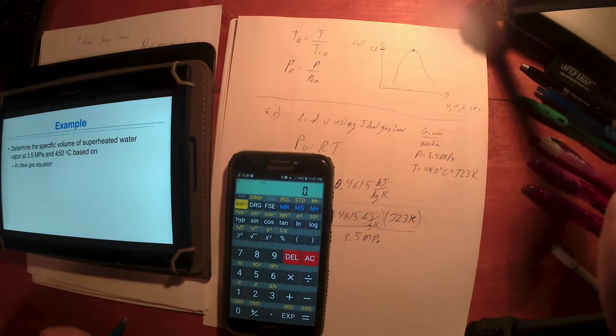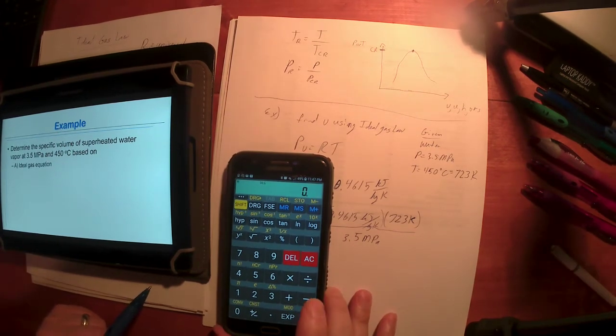Make sure I don't have a glare on this. Do I have a glare right there? I don't have a glare right there, okay.